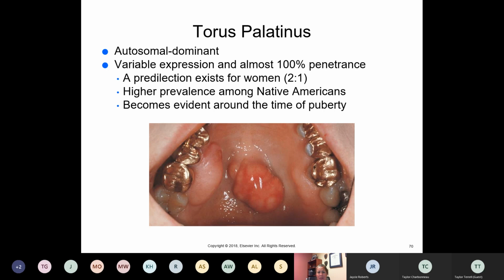We see it more in women, 2 to 1. And we also see it more often in Native Americans. And typically this becomes apparent around the time of puberty as well.